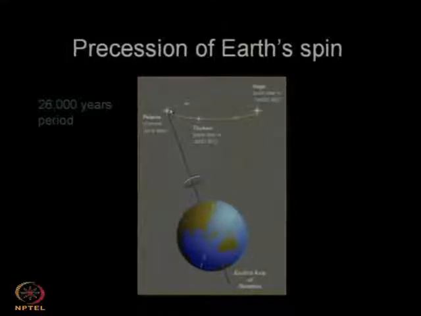Now it is known that the Earth's axis of rotation is not fixed. That is a very interesting fact. So the direction of the North Pole is not fixed, and the rotation axis of the Earth precesses. It precesses because of the tidal forces. So we shall discuss tidal forces later.